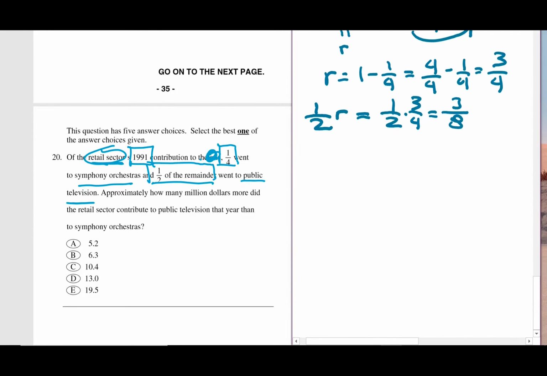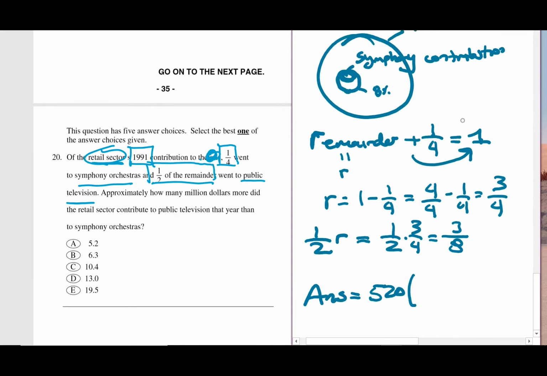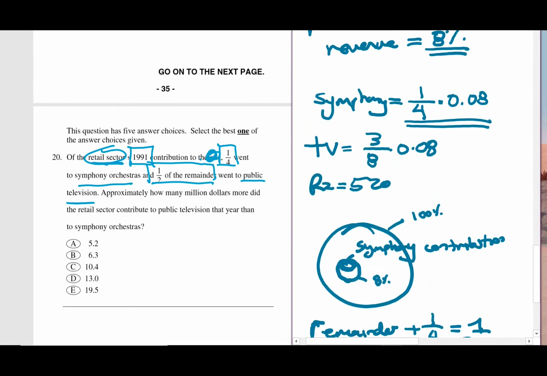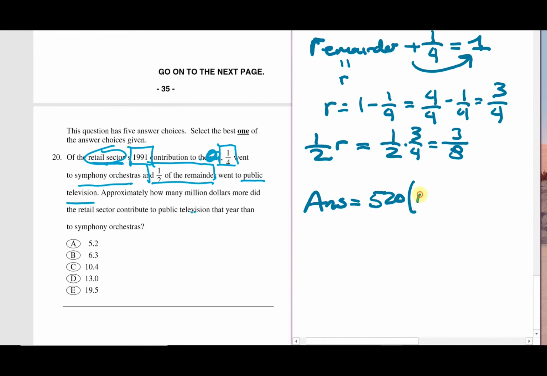So basically the answer now is going to be, we're going to take the 520 mil, we're going to multiply the difference between these two components. We know the symphony made larger, 3/8 is larger than 1/4. And we're basically asking, how many more $1 million did the retail contribute to TV? So the TV proportion is going to be larger right here. And we're taking times 0.08. We're multiplying 3/8 minus the 1/4.